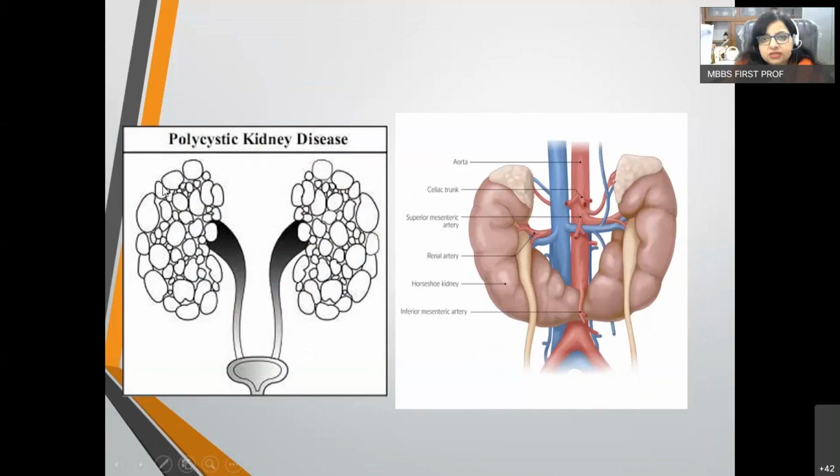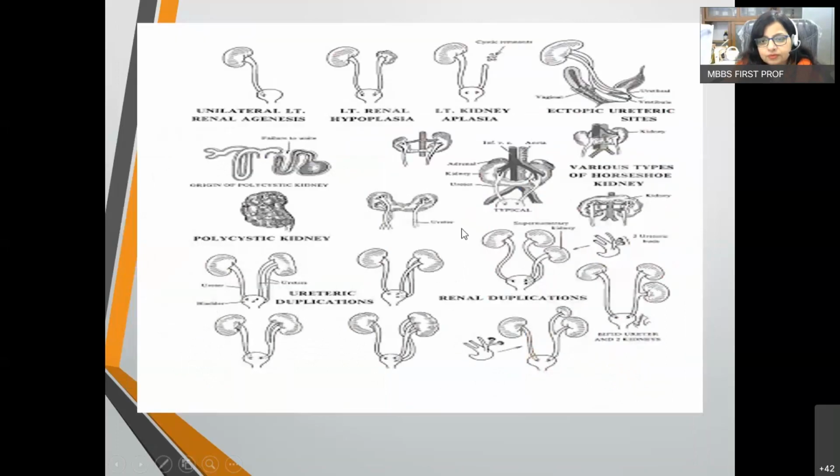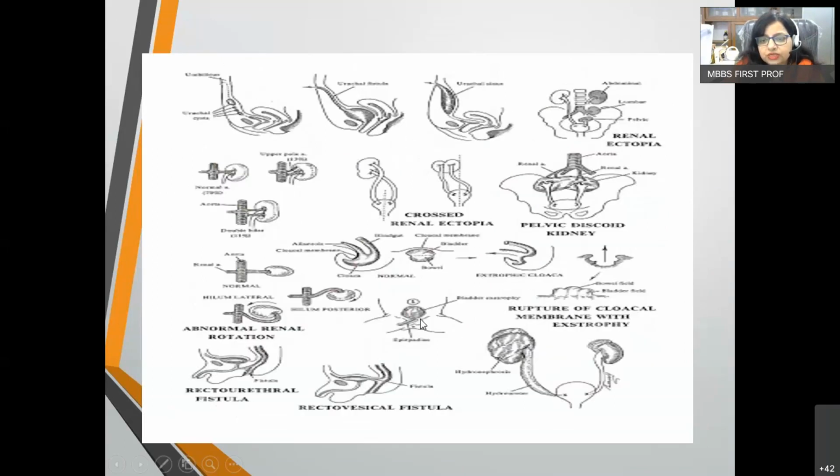This is polycystic kidney disease. The whole of the substance of the kidney is filled up with multiple cysts. This is horseshoe kidney. These are the various anomalies, duplications. It could be of either the kidney or the ureter, anywhere. These pictures you can go through later on.